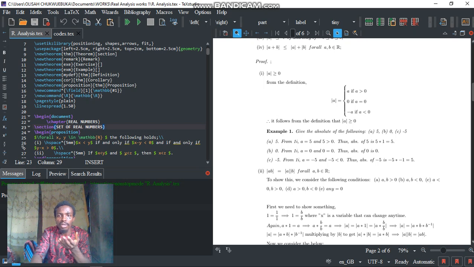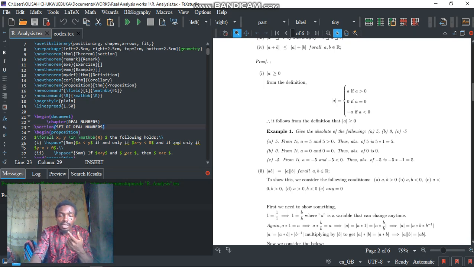Here, the absolute value of 0: we don't know whether the sign is negative or positive, so you multiply by anything. If you say 0 is a positive number, multiplying positive 1 by 0 gives you 0. If you say 0 is a negative number, multiplying negative 1 by 0 will still give you 0. So the absolute value of 0 equals 0.